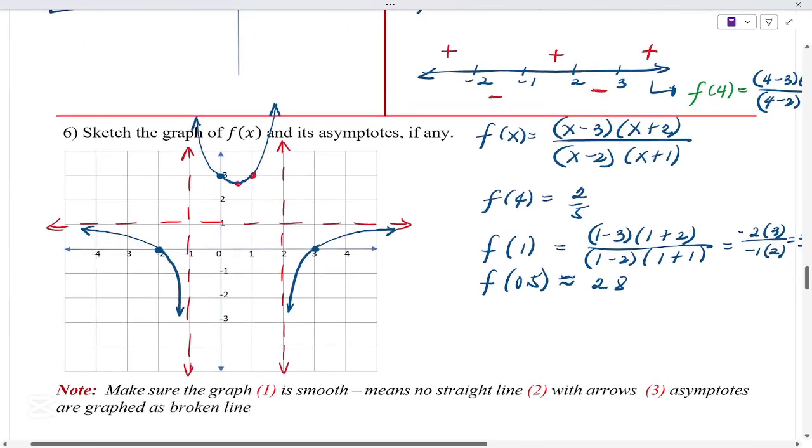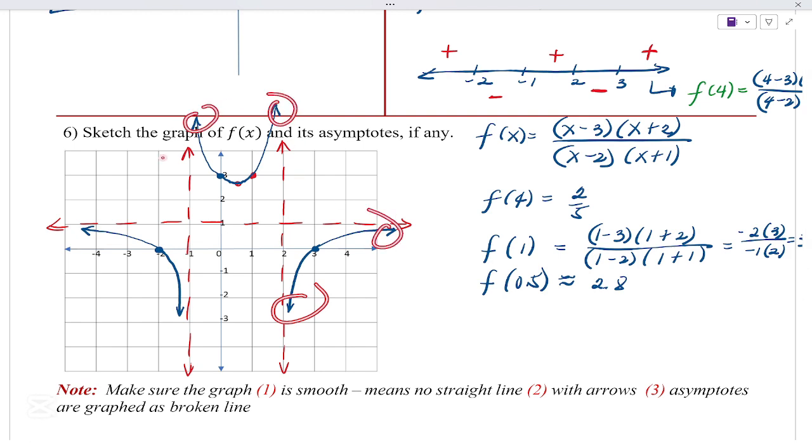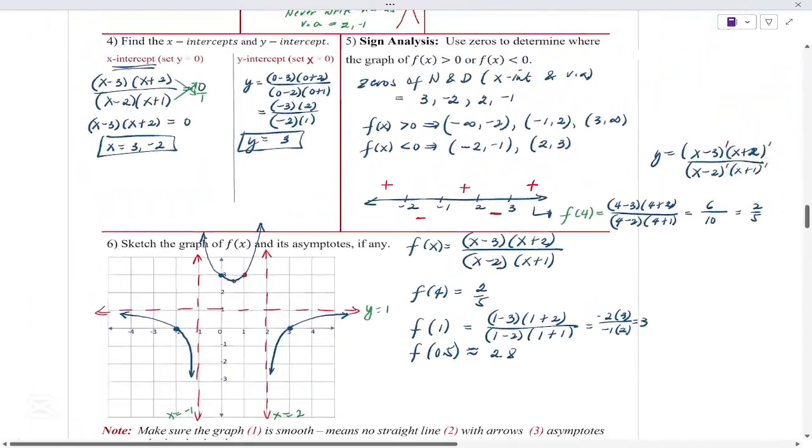And take note, we have to make sure that the graph is smooth, meaning no straight lines, and with arrows on all the endpoints, and the asymptotes are graphed as broken lines, which is here y is equal to 1, here it's x equal to 2, and here it's x equal to minus 1. So that's the graph of this rational function.